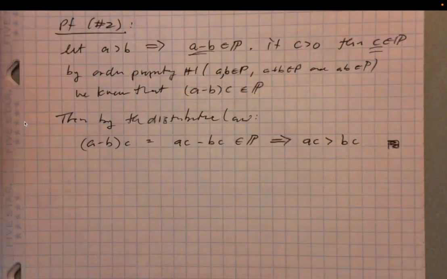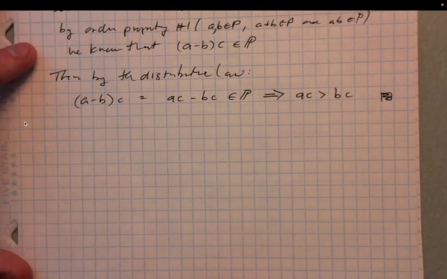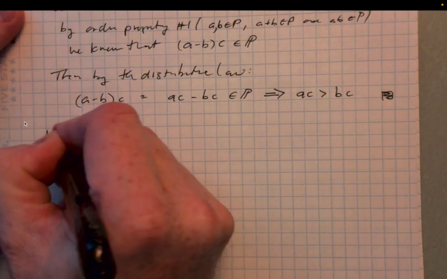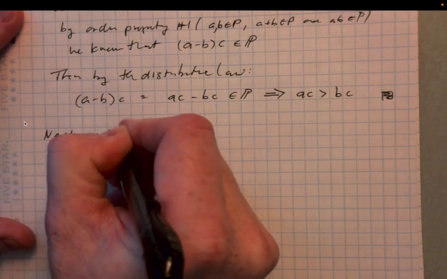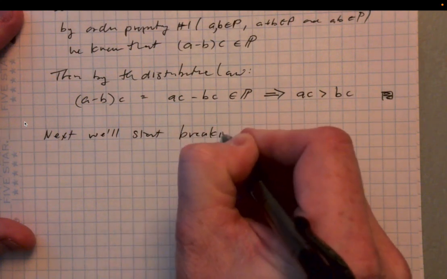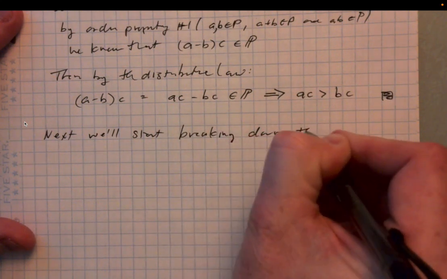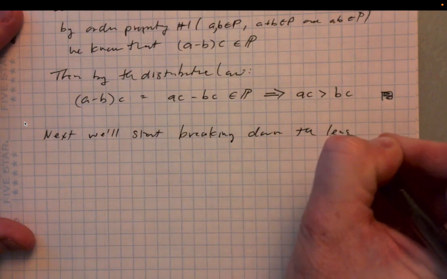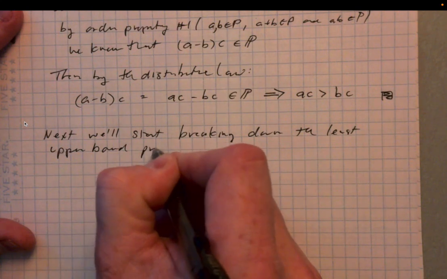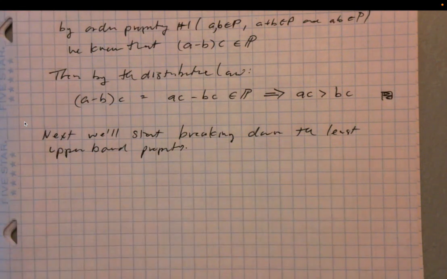Okay, so now what we want to do is move on to the least upper bound property. So next we'll start breaking down the least upper bound property. Okay, so we want to start kind of breaking this down.